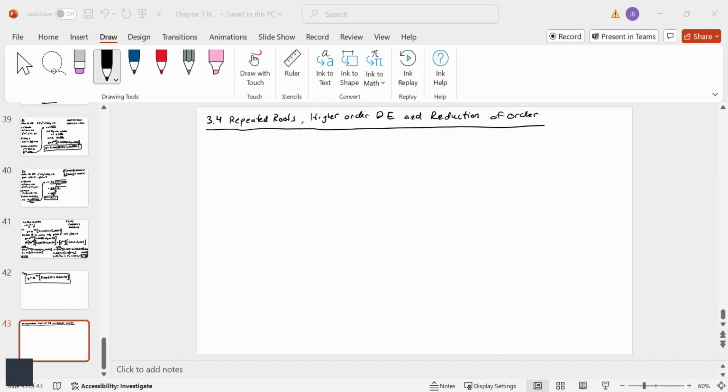So in this section, we're going to talk about three things. How do we solve repeated roots for the characteristic equation? How do we deal with higher order differential equations? Can we apply the technique we've been learning to like a third order or fourth order? And then this idea of reduction of order.